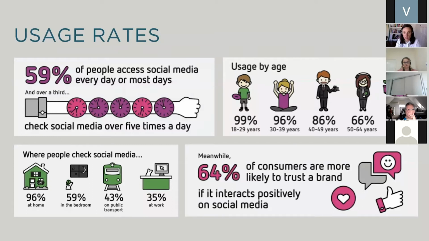Usage rates are 99% of those aged 18 to 29 are on it, and then it slowly declines as the age increases, but there's still close to 50% of 65-year pluses that use Facebook, and they all just use it in a different way. People check social media, 96% of them check it at home, 59% in the bedroom, 43% on public transport, and 35% at work. So that gives you an insight into when someone's consuming your media, and that might play a factor when you're thinking about how to create the content.